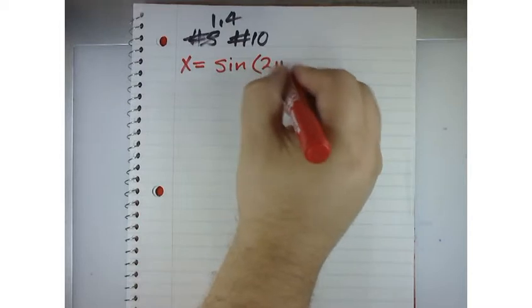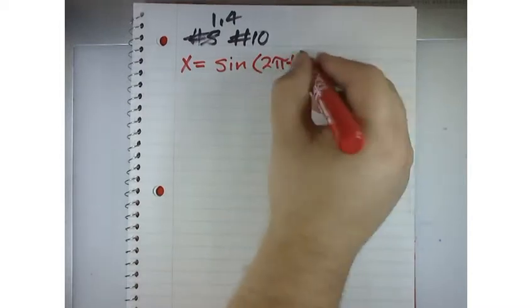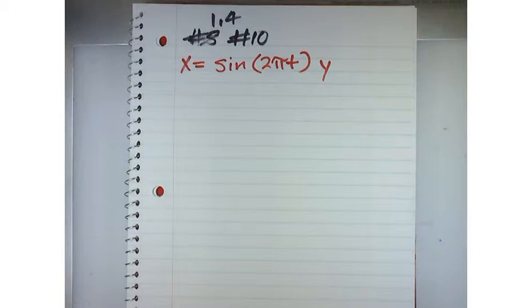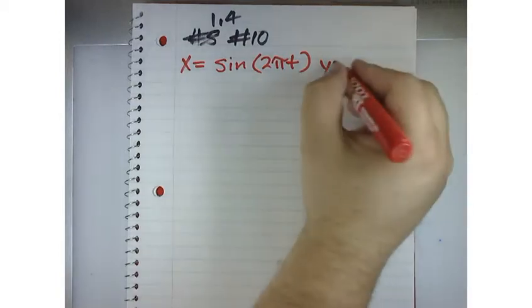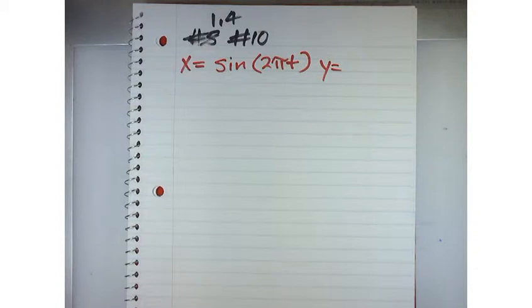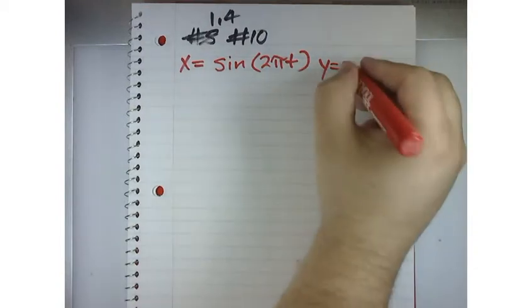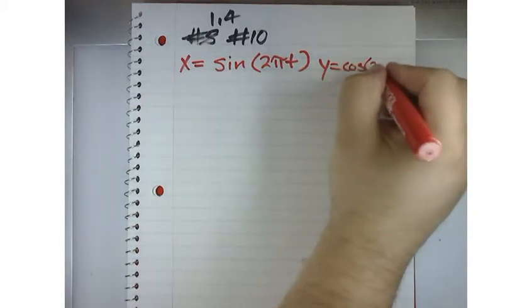2 pi t. And I might need to borrow some of these calculators. I got my calculators and I have batteries, but then the operating system's messed up. All my excuses.